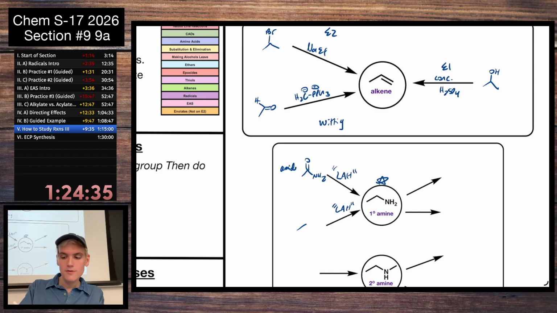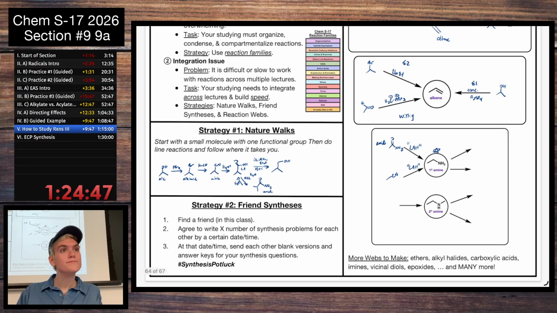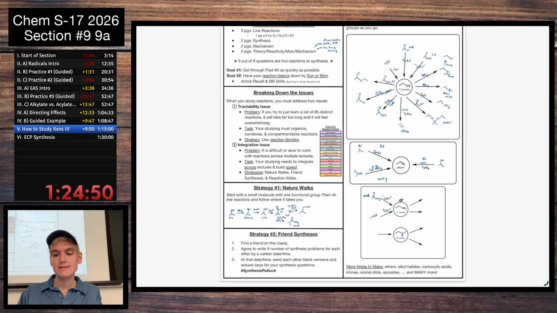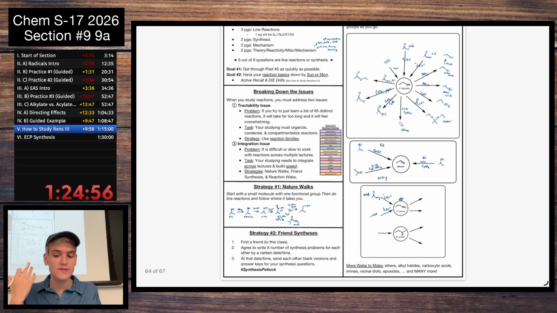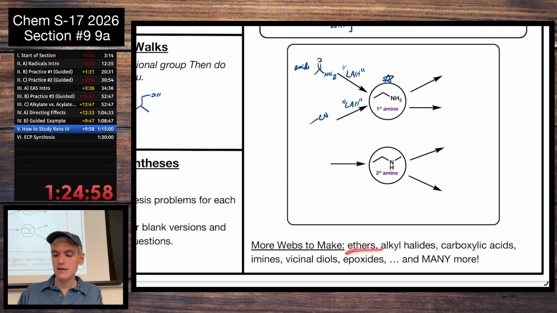So here, notice that this only has 2 carbons, and there's 1 carbon already in our nitrile. So this needs to look like this, like a methyl CN. And we can reduce that. You can do this with any functional group. You know, this is great practice. For these webs, I put them, and in the annotated you have a web filled out for all the ones I could think of. But make it with ethers, alkyl halides, carboxylic acids, amines, vicinal diols, epoxides, keep going.